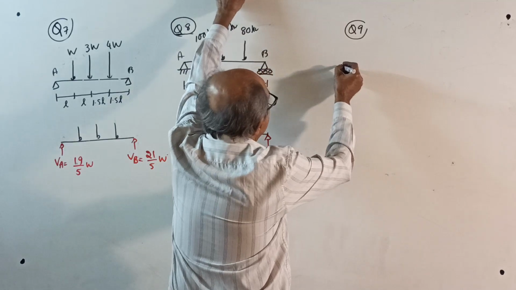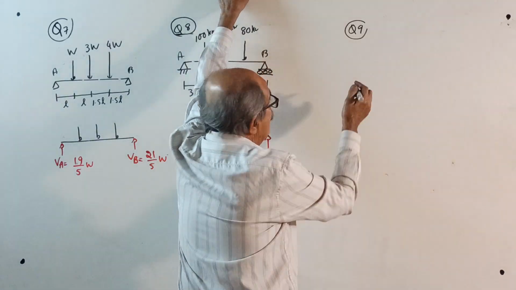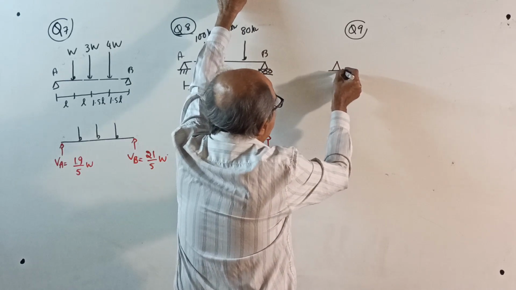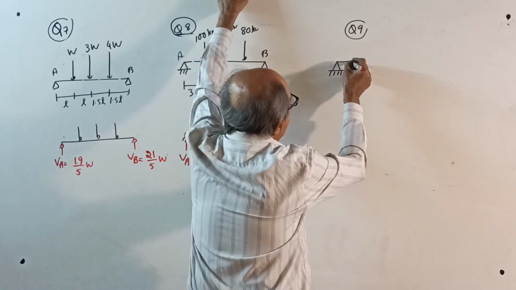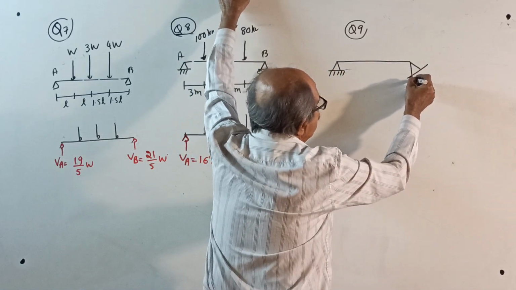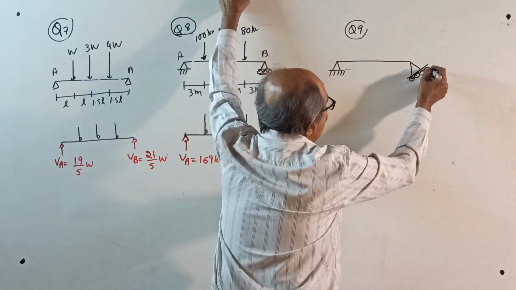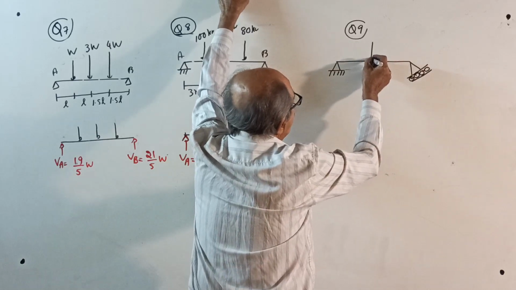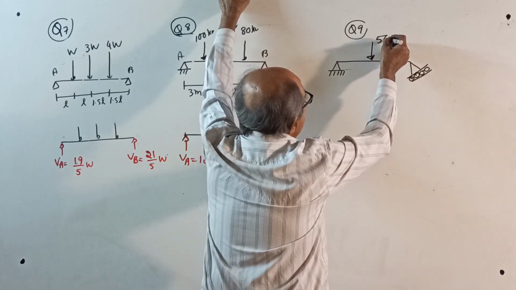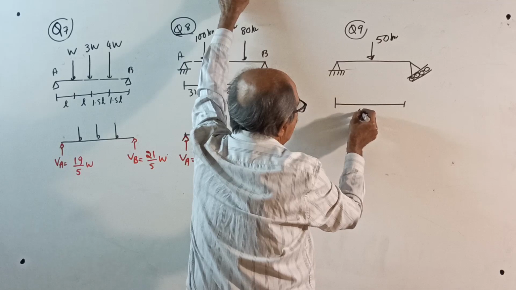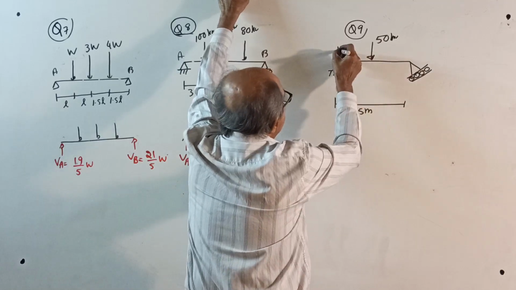Question number 9. I think, no, 1 minute. This is also solved earlier. Here what to do, you should know it. I am not explaining now. Just 1 point load of 50 kilonewton. The span of this member is 5 meter. This is 2 meter.